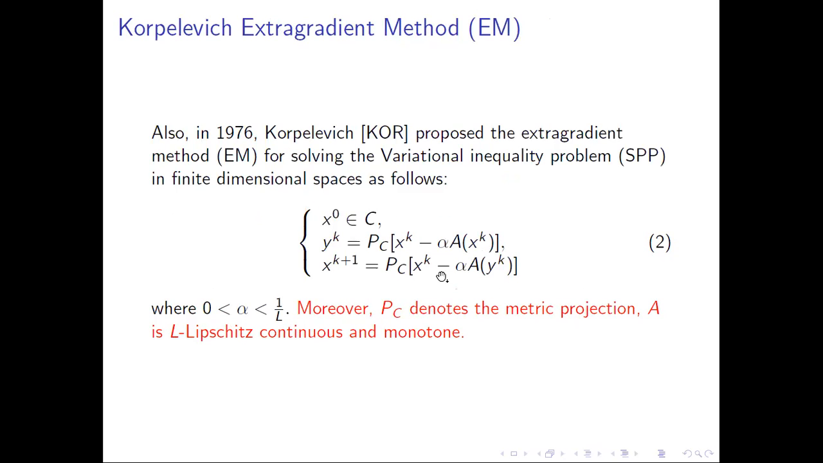In 1976, Korpelevich proposed the extragradient method, which is also called the two-step extragradient method, used to solve monotone variational inequality problems. In the first step, we start with x0, then we get yk, then we get xk plus 1, which is the next iteration, and alpha is a step size which depends upon the Lipschitz constant.